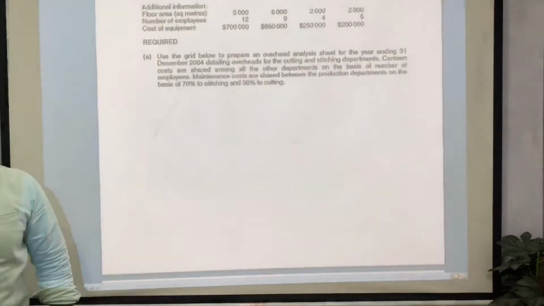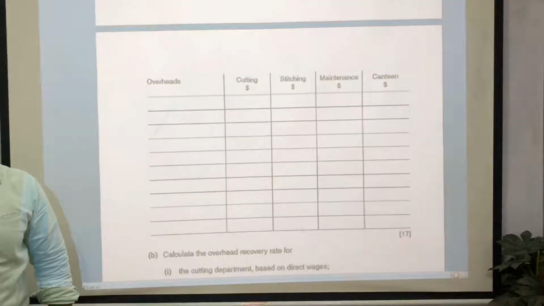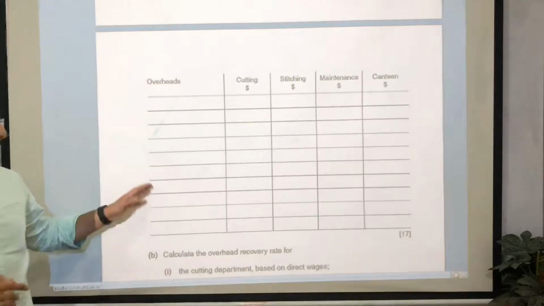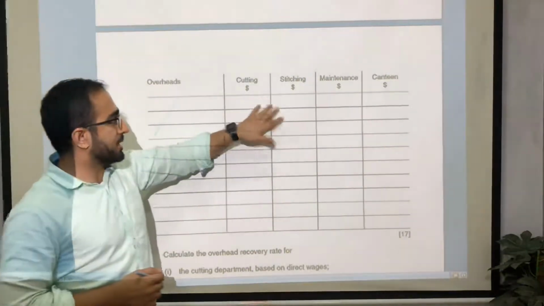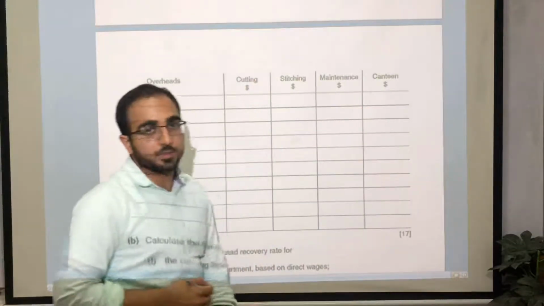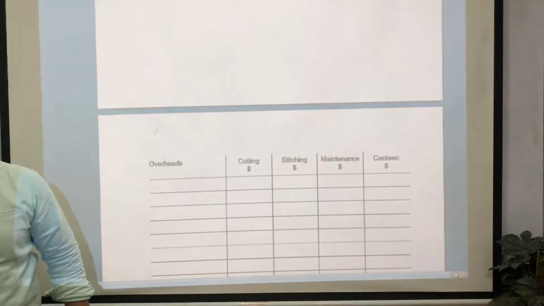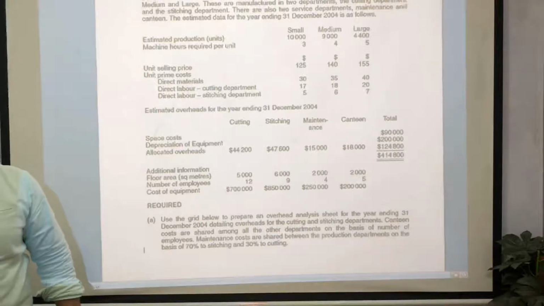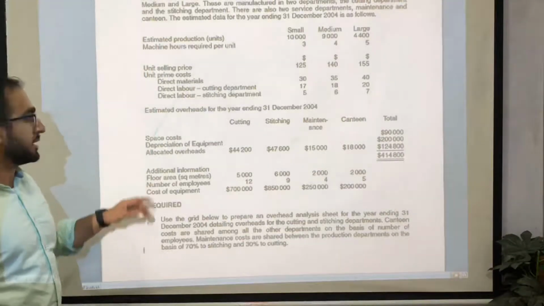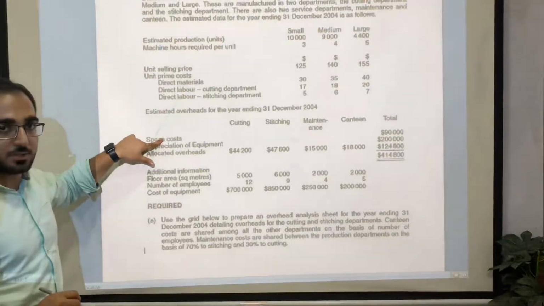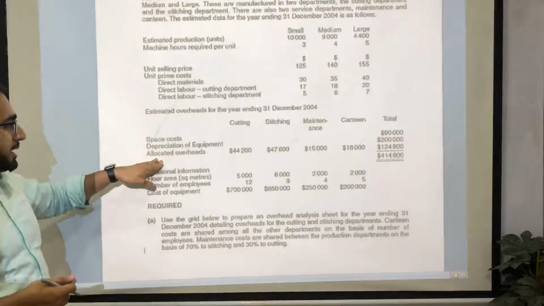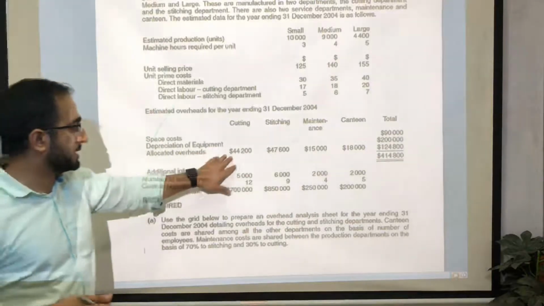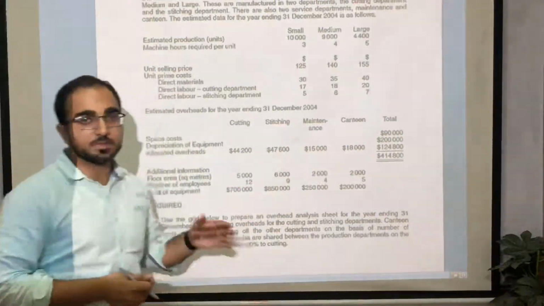Now the overhead analysis sheet that they've already made for us, as far as the format is concerned, is that they have the overheads in here. They have cutting, stitching, maintenance and canteen department overheads. Now coming back to the question, the overheads that we have in this particular question are space costs, depreciation and the allocated. When you'll be writing it down, allocated will simply be a copy paste. That will be simply as it is.